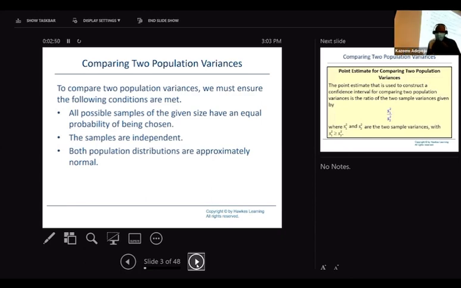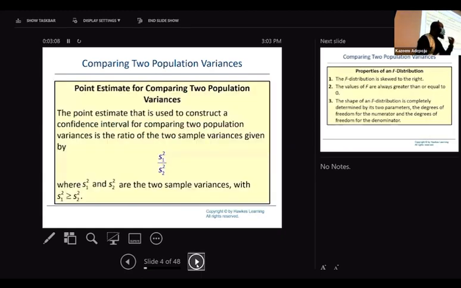Assumption number 1: since two populations are involved, we have to make sure that we take a random sample from the two populations, and the two samples have to be independent. Not only that, both populations have to be normally distributed. Then from there, if I want to get a point estimate of the difference of variances, I'm just going to do a ratio.